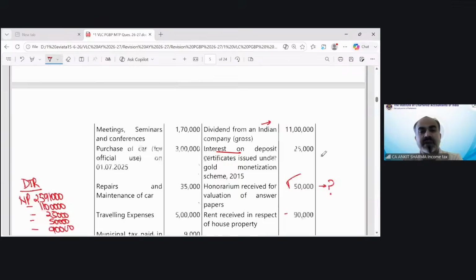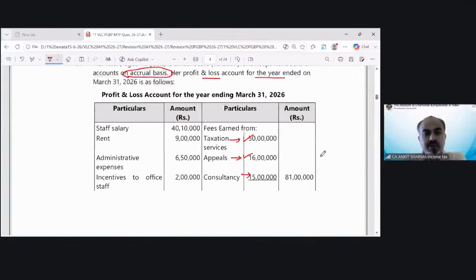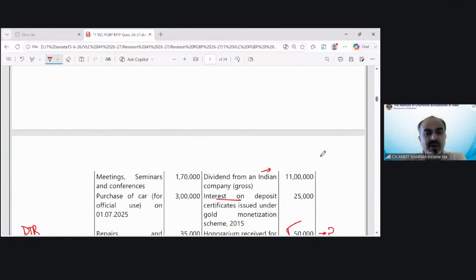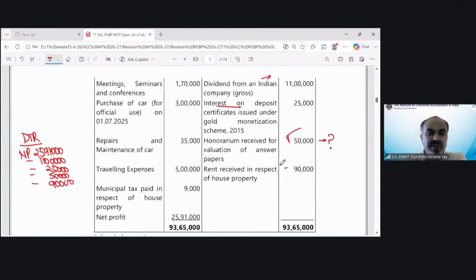Moving on to the expenses side now. Salary to staff, of course, rent, administrative expenses, incentive, meetings, seminars and conferences. Now, a very unusual thing has been written over there, that is purchase of car for official use on 1st July 25. This is a capital expenditure and it has been written in our calculation of profit and loss account. That is completely wrong.